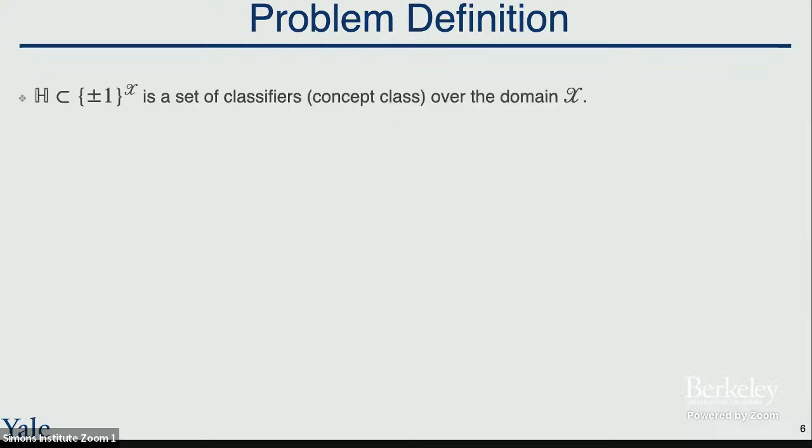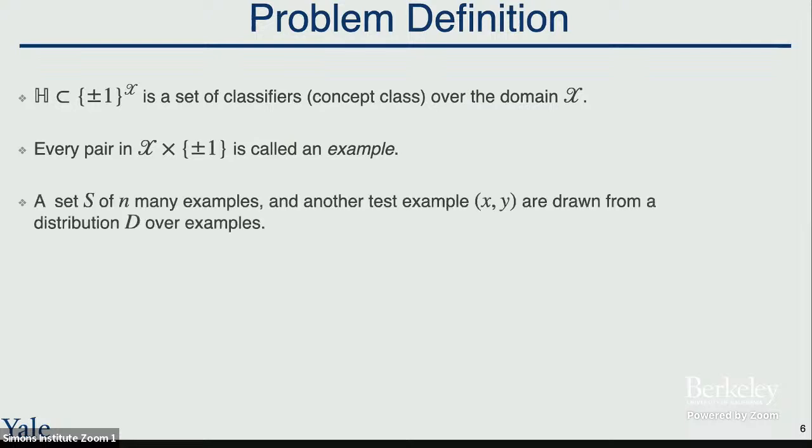So to be more precise, what we have is a set of classifiers. It is called the concept class or the hypothesis class. It can be the set of linear classifiers or neural nets over domain X. These are the data points. So we call every pair of data point and label an example. And we have a training set S of n many examples and another test example X, Y that are drawn from the same, unknown distribution.